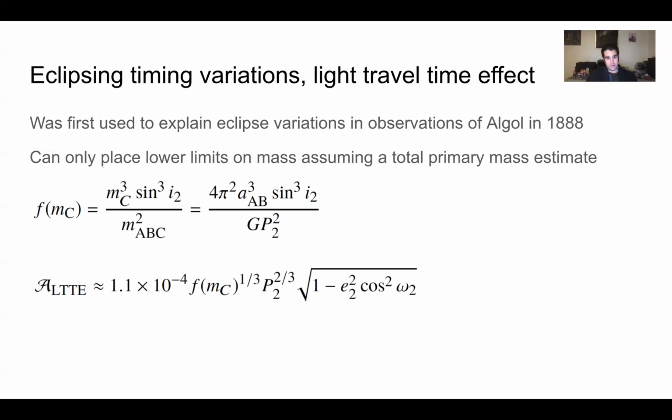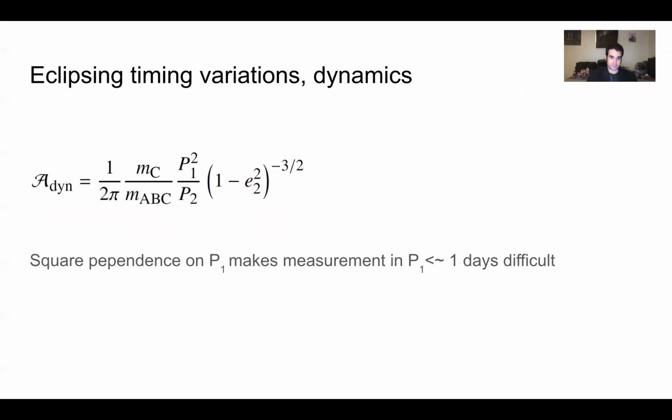And so the consequence of this is that for periods shorter than, say, some tens of days, the effect is not going to be nearly as detectable. Another thing to note here is that eccentricity is also a key factor. This effect is stronger for circular orbits.